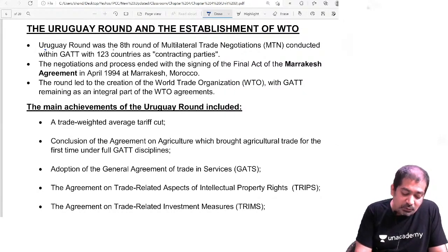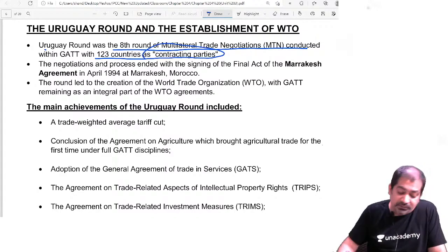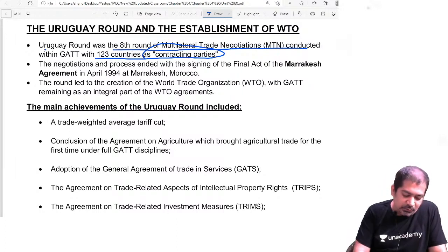country. 8 rounds of multilateral trade negotiations happened in Uruguay, and 123 countries participated, which were the contracting parties. India was a member of the contracting party, both in GATT and in WTO. The negotiation and process ended with the signing of the final act, which is known as the Marrakesh Agreement.